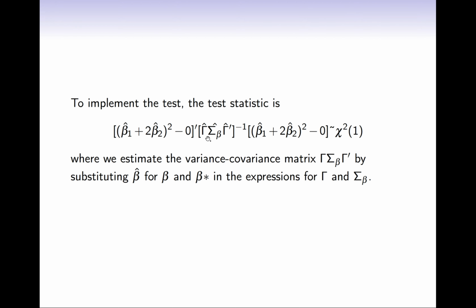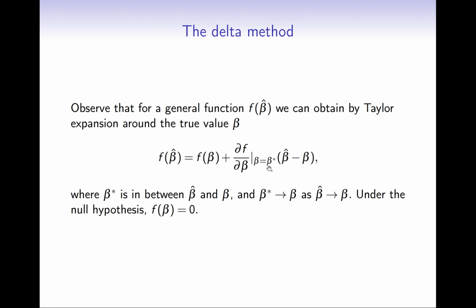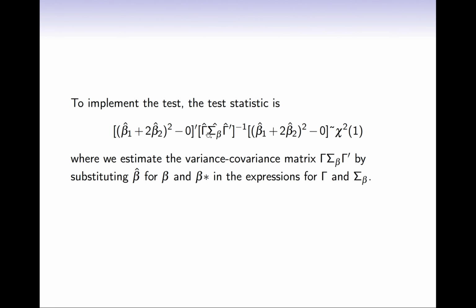Notice that this gamma depended on beta star, and of course beta star is unknown. But in estimating the gamma, we just put in beta hat. Since they're all consistent, as beta hat goes to beta, beta star goes to beta, so we can estimate gamma by plugging in beta hat. We do the same for sigma. That's how you would test this hypothesis. Here I said we estimate the variance-covariance matrix by substituting beta hat for beta and beta star. This should be a superscript.